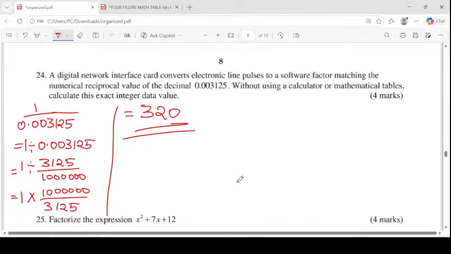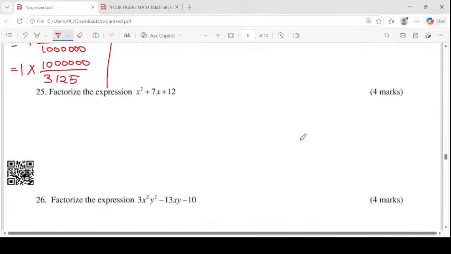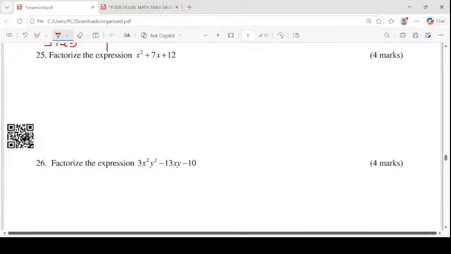Let us look at question number 25. Question number 25, ladies and gentlemen. Factorize the expression x squared plus 7x plus 12, which will give you 4 marks.